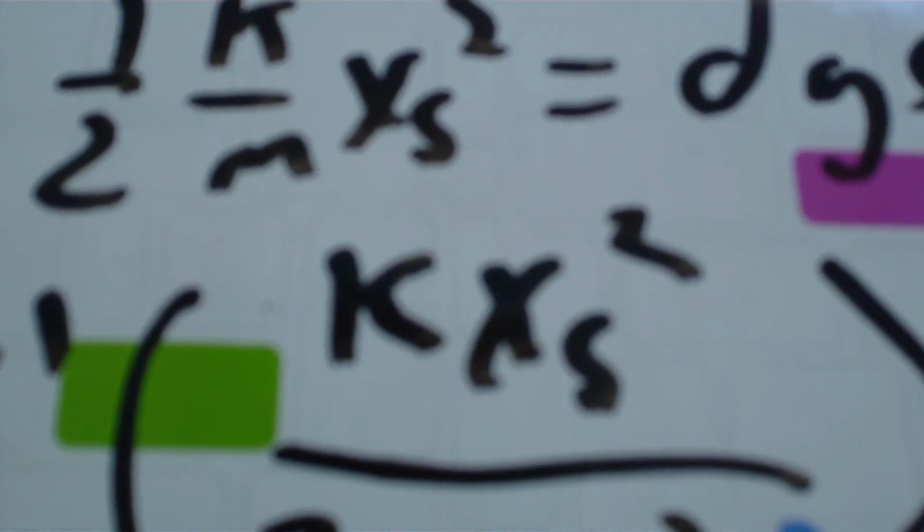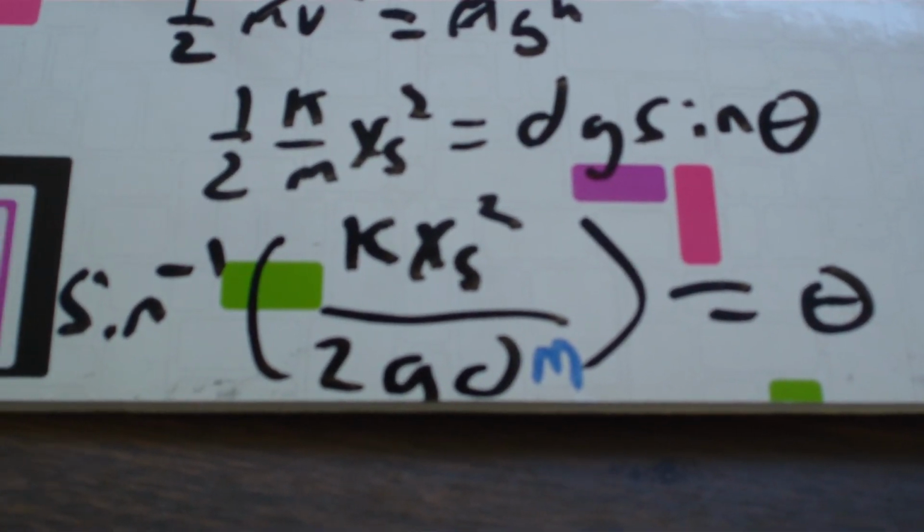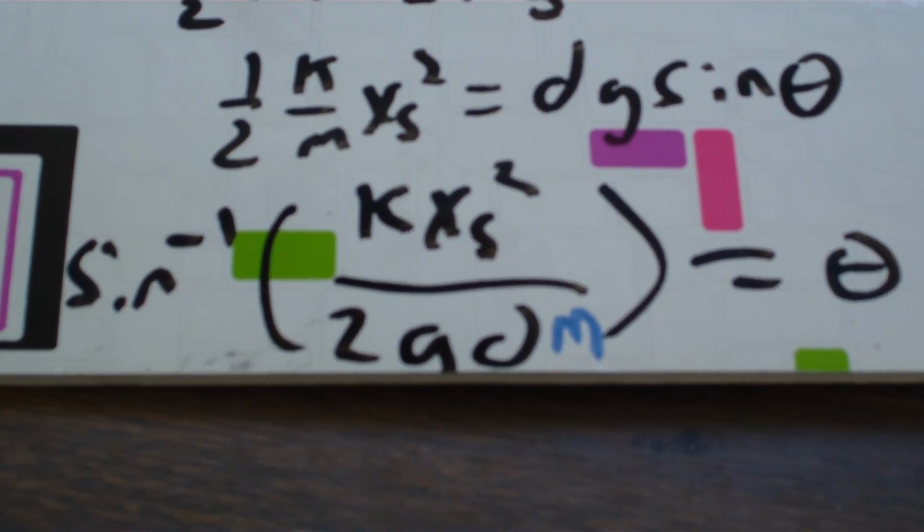Right? And then you take the sine inverse of that. Oh, I meant to leave m out. 2 mgd. Whatever. And then we take the sine inverse of that, and that gives us theta is equal to sine inverse of k xs squared over 2gdm.